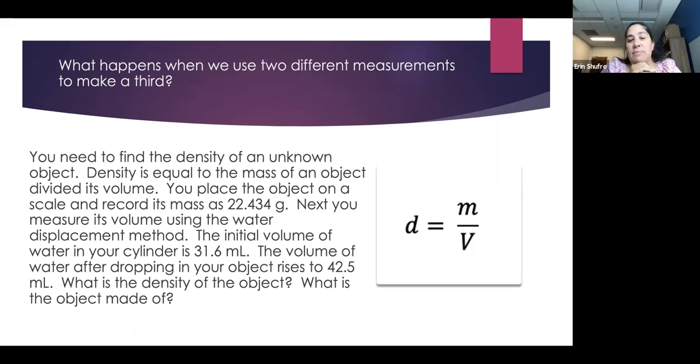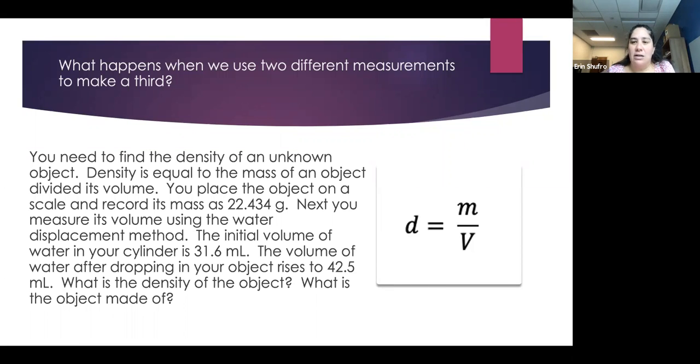Okay, so measuring mass is pretty easy, right? If you're in a lab, you might walk over to the scale, place the object whose density you want to measure on the scale, and record its mass. Let's say that the scale says that the object weighs 22.434 grams. Now you want to know the volume of the object. Well, if it's a liquid, then it's super easy because you can just pour it in a beaker and see what the volume is.